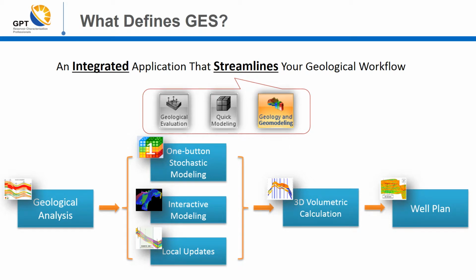The last scenario is called geology and geomodeling. It works for the case where you already have your well data, but you would like to build a 3D geological model out of it. So in this case, you start with geological analysis. Please do not be misled by this single box out here. It actually contains most of the modules in the geological evaluation scenario. After you have built a geological model in 2D, you can move forward and build a 3D model. Then you can calculate volumetrics and do well planning.